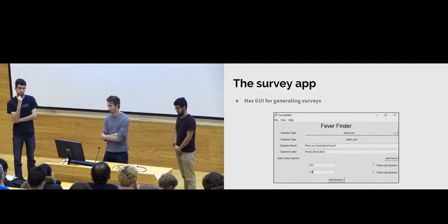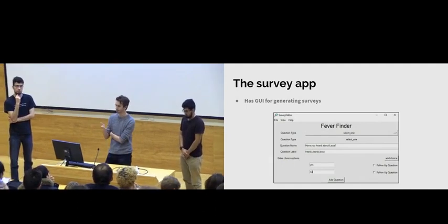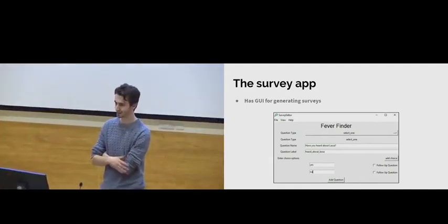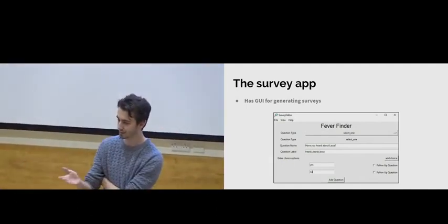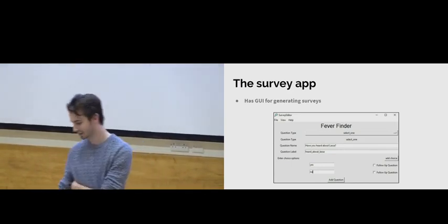So when it came to designing the survey, there were really three key issues we had to deal with. The first of which was overcoming the technical barrier. That is, most people don't know how to program. So for creating the survey, we created a graphical interface, allowing anyone with any level of technical experience to generate their own survey.